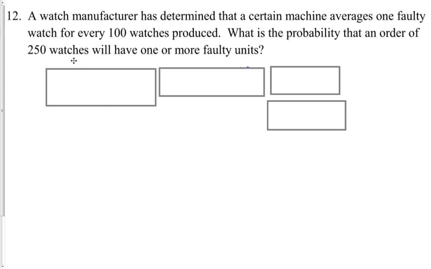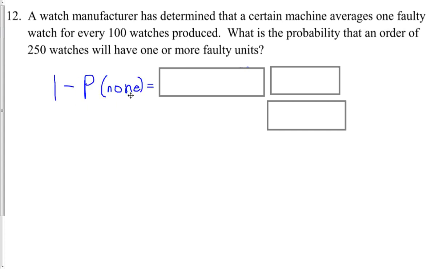So what we want to do here is do 1 minus the probability that we have no faulty units, right? Because what if we got through scot-free and didn't have any faulty units? So 1 minus the probability of none will give us the probability that we have 1 or more. And so we get 1 minus the probability of none, which means that we have that 99% chance of getting a good watch, right? One out of 100 is 1% to get a bad watch, right? So 1 minus 0.99 every single time.